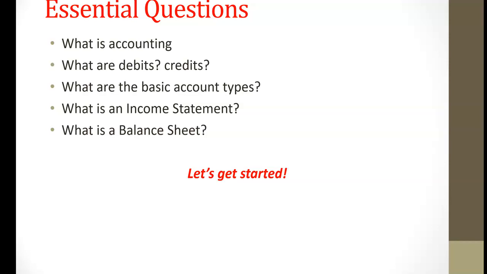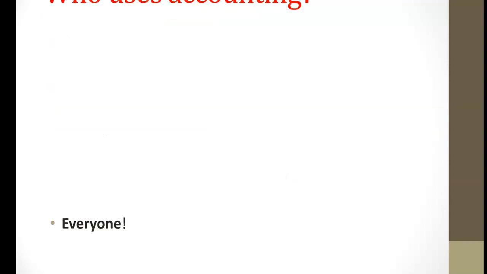So here are the things that you should be able to answer by the time we reach the end of this little mini lesson. Number one, what exactly is accounting? What are debits and credits? What are the four basic account types? And then in the second part of the video, you will be able to answer what exactly is an income statement and a balance sheet. So let's go ahead and get started.